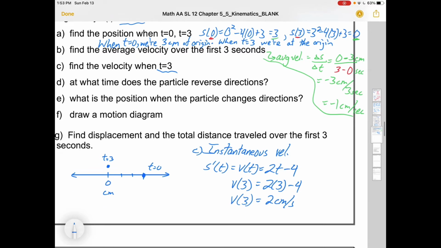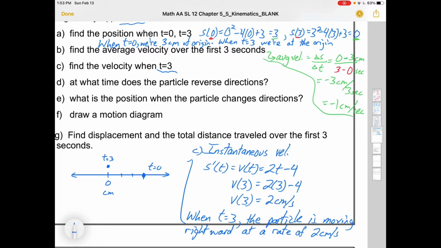Now let's assign that some meaning. What that's saying is when t equals 3, the particle is moving rightward, because it's positive, rightward or forward, at a rate, it's a derivative, so we're always going to use those magic words, at a rate of 2 centimeters per second. You might say, well, hold on, how can that be? It looks like it had moved left. Let's tell some more of the story.